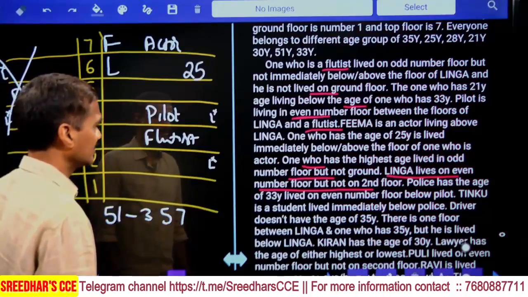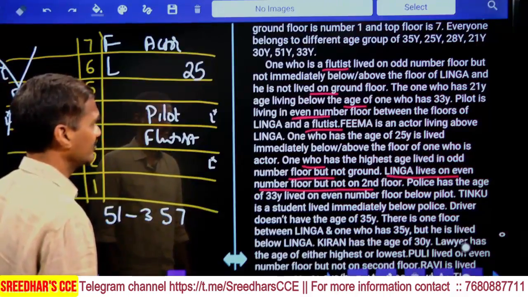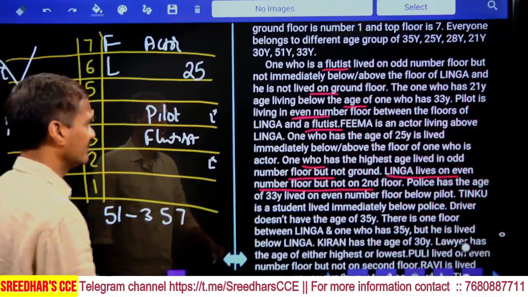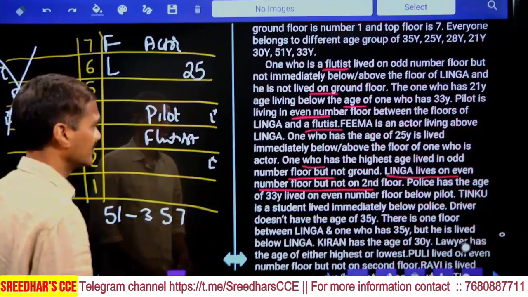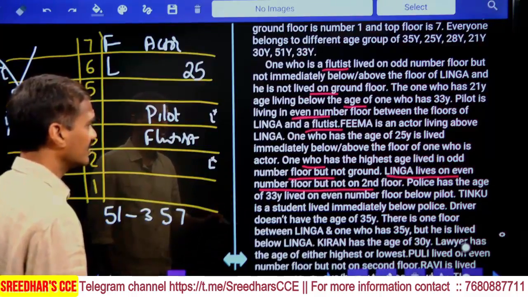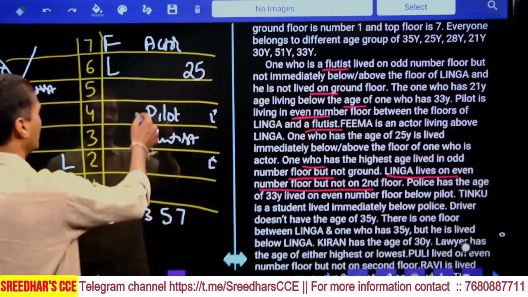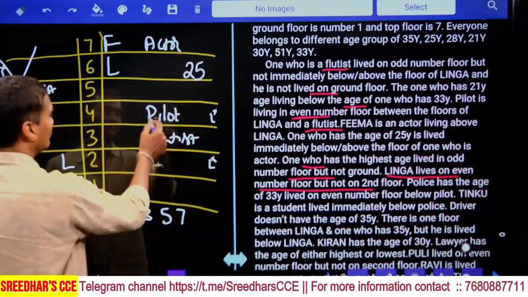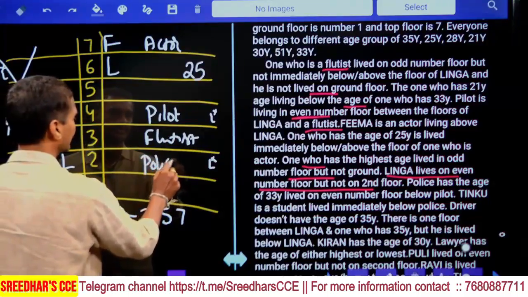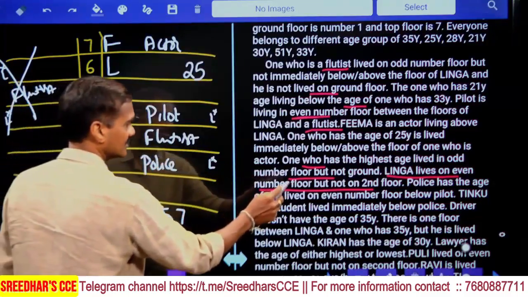And one who has the age of 25 lived immediately above. Female is an actor living above Linga. One who has the age of 25 lived immediately above or immediately below. Highest age lived on an odd number floor but not on ground floor. Police has the age of 33 lived on an even number floor below pilot. Tell me where the police must be. Police must be on the 2nd floor. And what is the age of that person? 33.